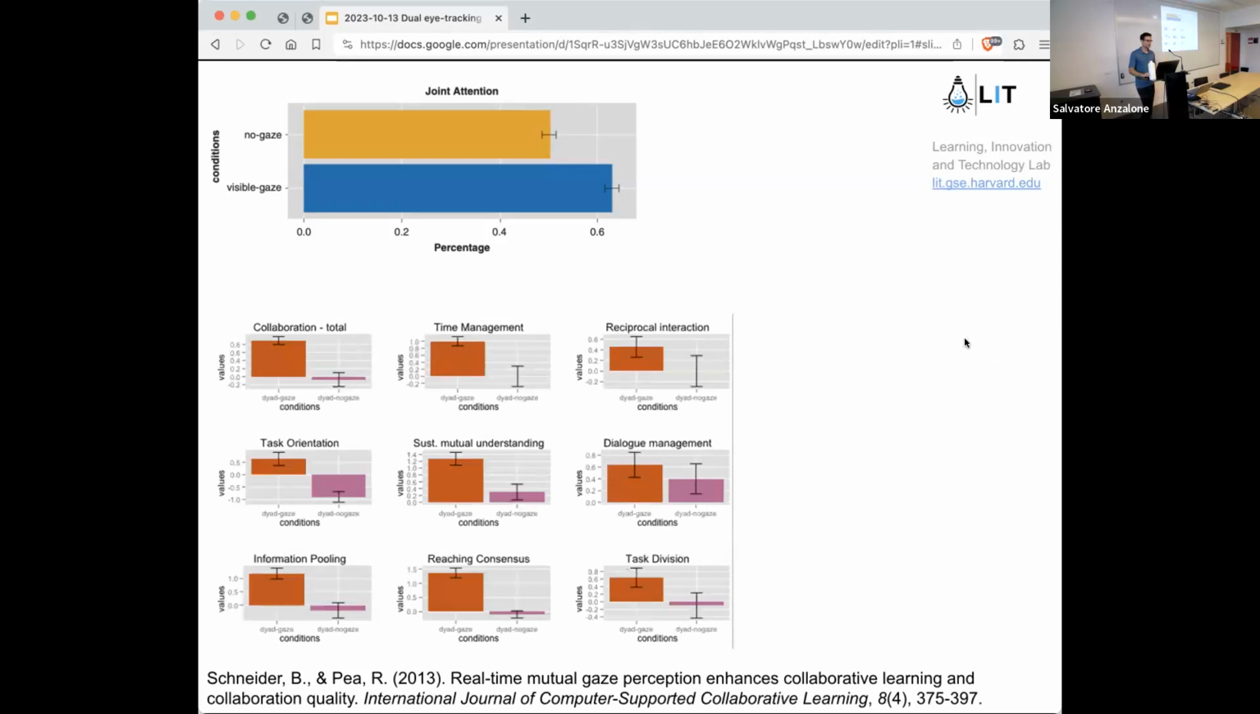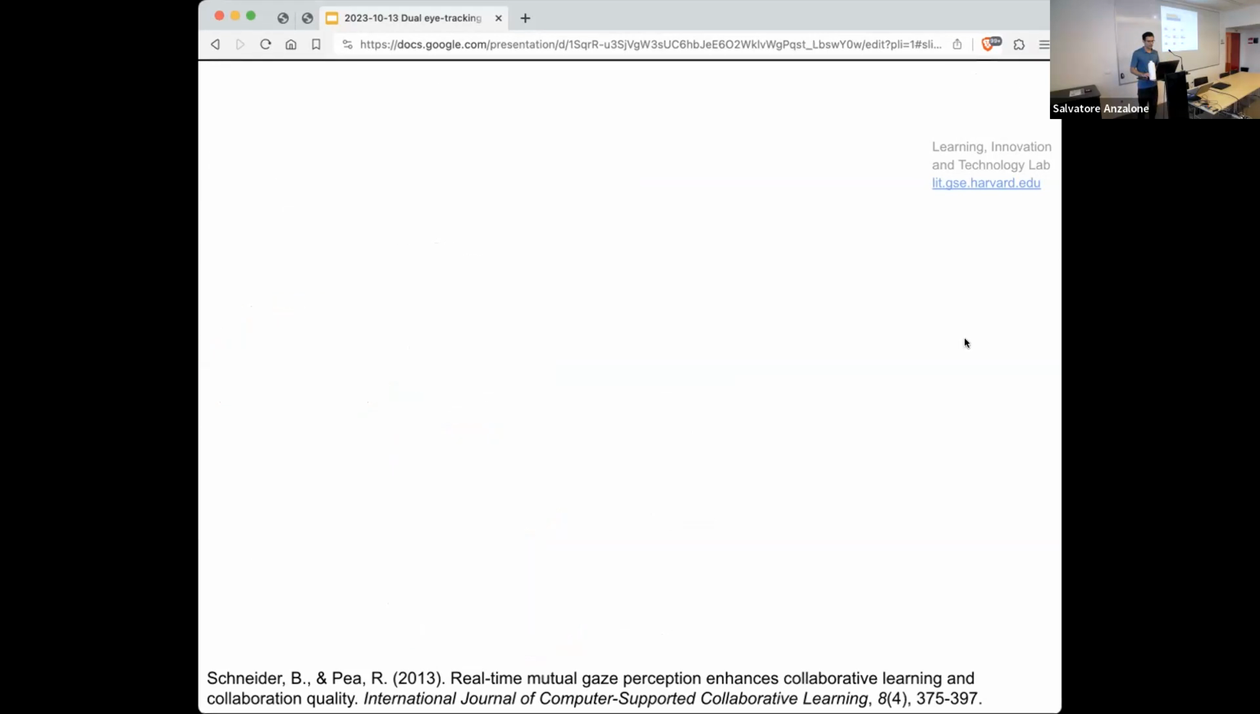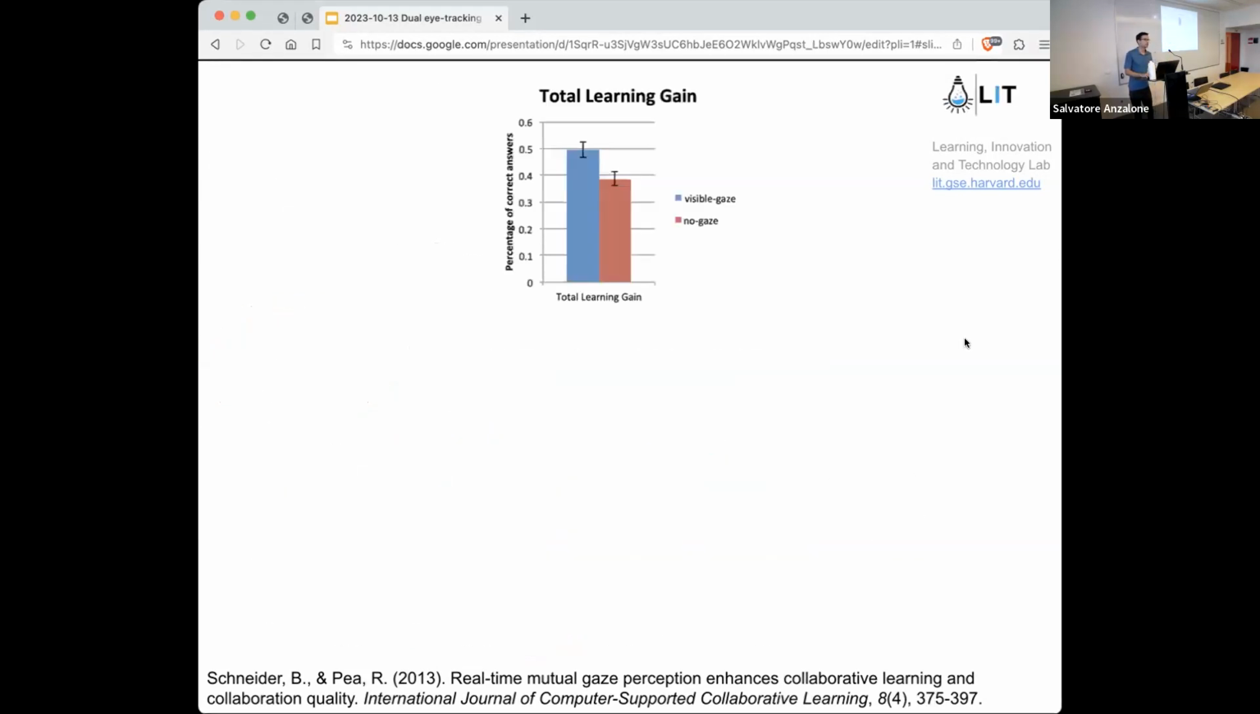But interestingly, we found differences in their quality of collaboration, and again on those sub-dimensions of sustaining mutual understanding. And we also found a difference for reaching a consensus. So it helped them talk about the material, make sure that they understood each other, and then progress towards a solution. We're pretty excited because we also found differences in learning gains. So students who could see the gaze of their partner also learned more on the pre and post tests.